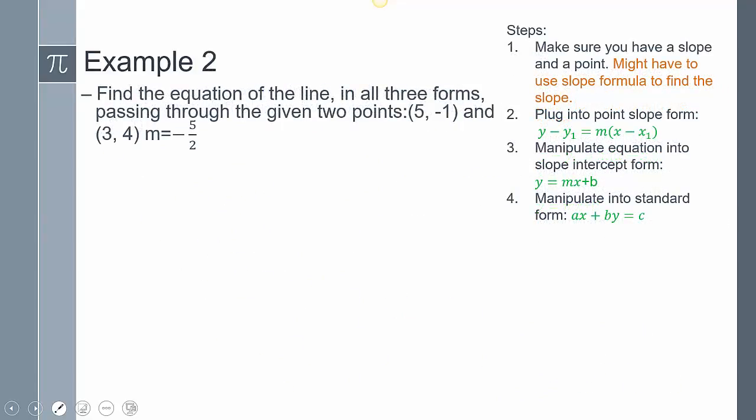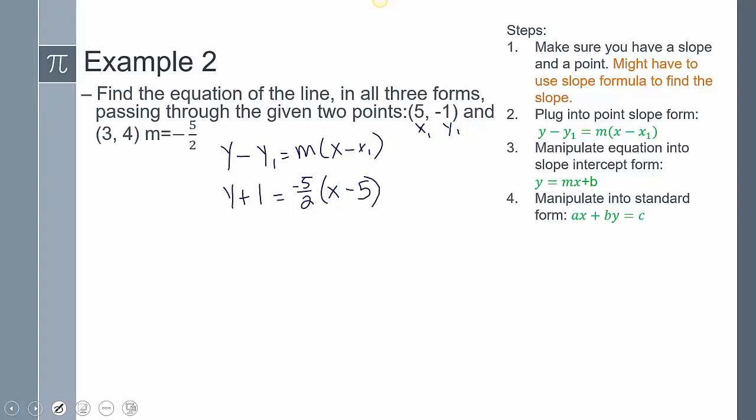Example number 2, it says find the equation of the line in all three forms passing through the given two points. I already did the slope and I already have that, so my first step is already done. So step 2, plug into the point slope form. So I get y minus y1 equals my m times x minus x1. Plugging everything in, I'll say this is x1 and this is y1. And so I get y minus y1 equals my m times x minus my x1.